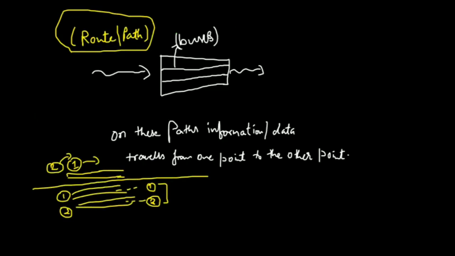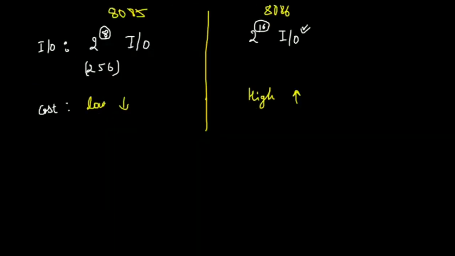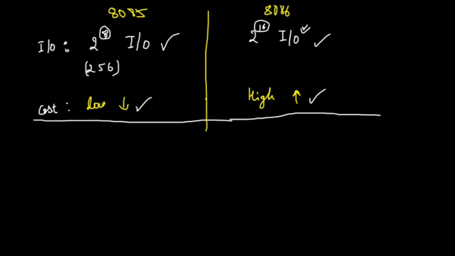Okay, let's see if there is anything left. Well, we have covered these things. And now in the next one, 2 to the power 8 input output versus 2 to the power 16 input output, I think you already get the idea of it. And the cost is low and high. You surely get why it is low and why it is high, because we used more and more functionality, more and more things in the 8086. So obviously the 8086 is going to be expensive. A few more words about the 8086 so that we can build a foundation for that.